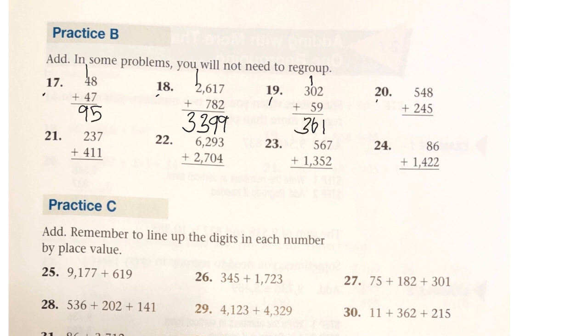Let's look at 205 plus 8, or 548 plus 245. Starting in the ones column, 8 plus 5 is 13. That has to regroup. And then 4 plus 4 plus 1 is 9, and 2 plus 5 is 7. So that's how we do those.